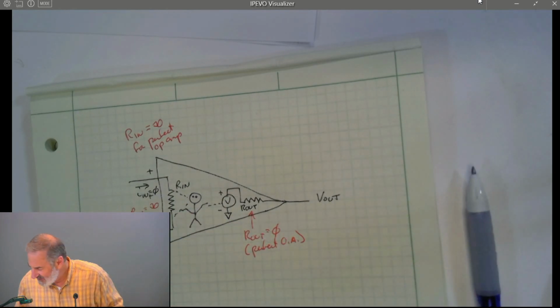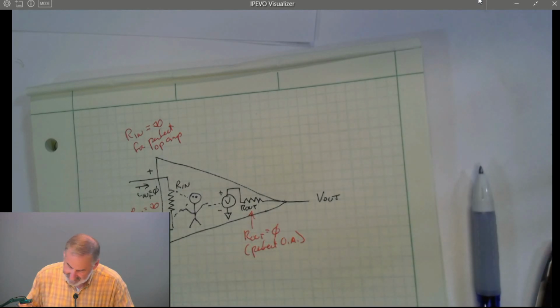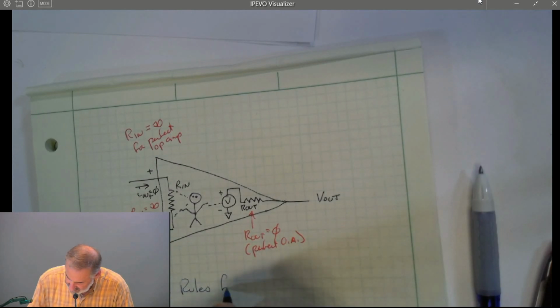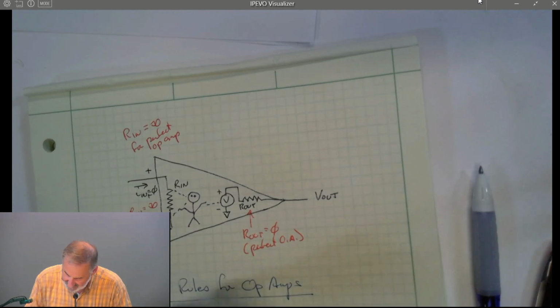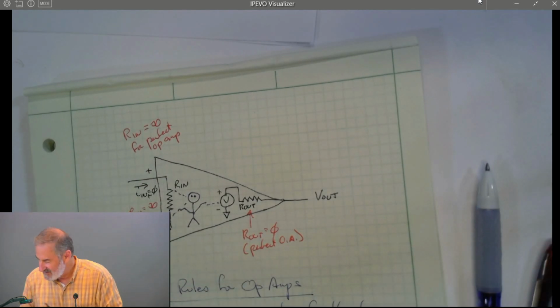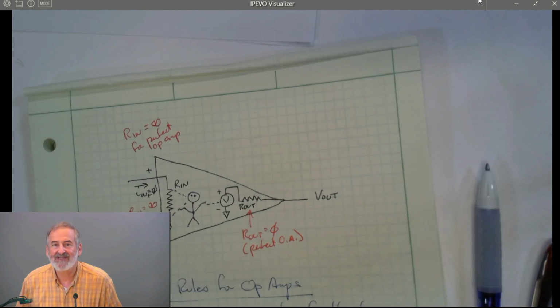Okay. How are we going to make this useful? Well, we have our golden rules. And they start out if there is negative feedback. Now, as you've already seen, in electronics, negative feedback is good and positive feedback in general is bad, although sometimes we'll use positive feedback. Negative feedback is good because it corrects for errors.